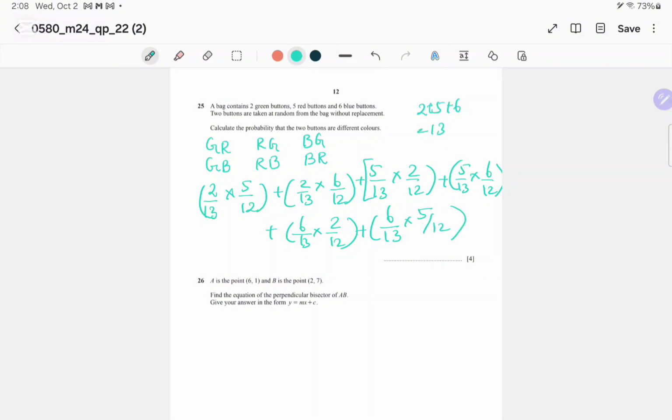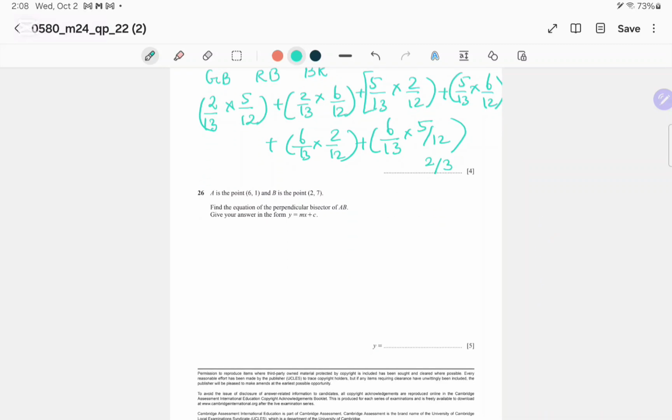My brackets may be different, but this is the way it has to be calculated. Please go through it. Your final answer will be 2 by 3. Can we go to the next part of the question, the 26th question? This is the last question of the paper.